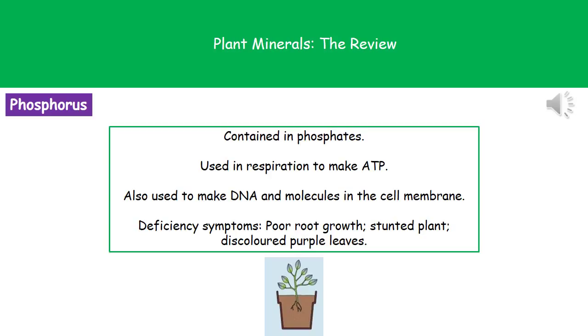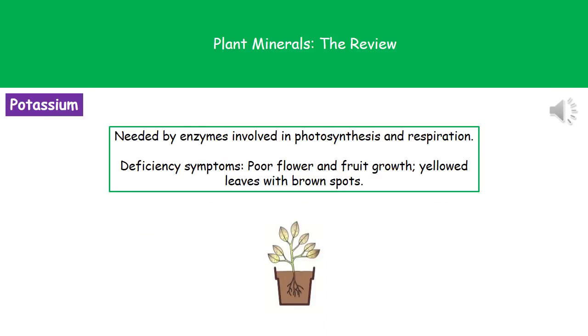Phosphorus is our second mineral we need, and this is contained in phosphates in the soil. So we use the phosphorus in respiration to make the ATP. We'll also use it to make DNA and other molecules in the cell membrane. If we don't have enough phosphorus inside our plant, what we'll see is the roots will show very poor growth, the plant will be a bit stunted, and we'll get these purple discolorations to the leaves.